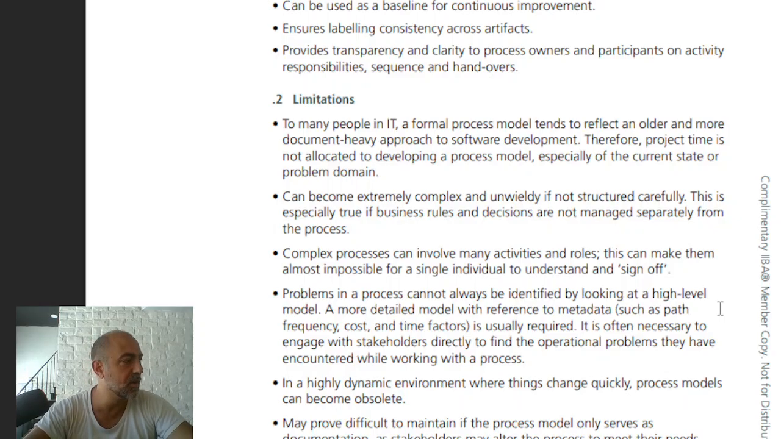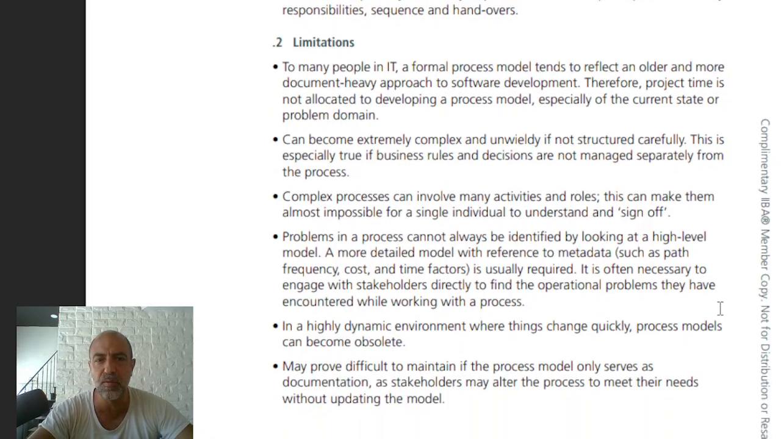Yeah, the reason why we separate decisions and rules from the process is because the process is designed based on the rules. It doesn't give us the rules, right? I think we've had this conversation before.